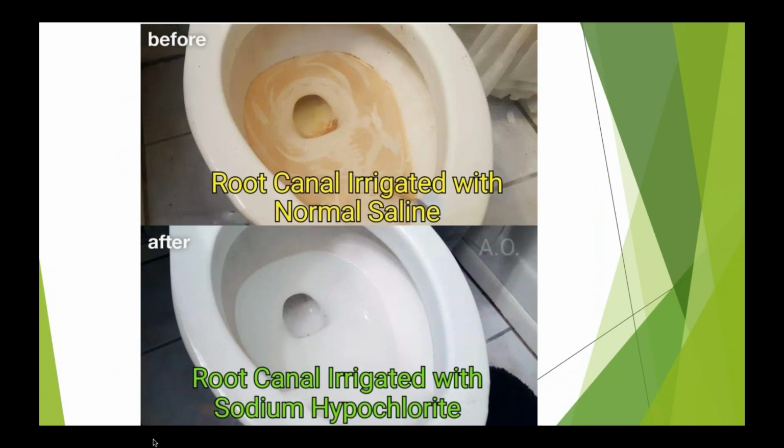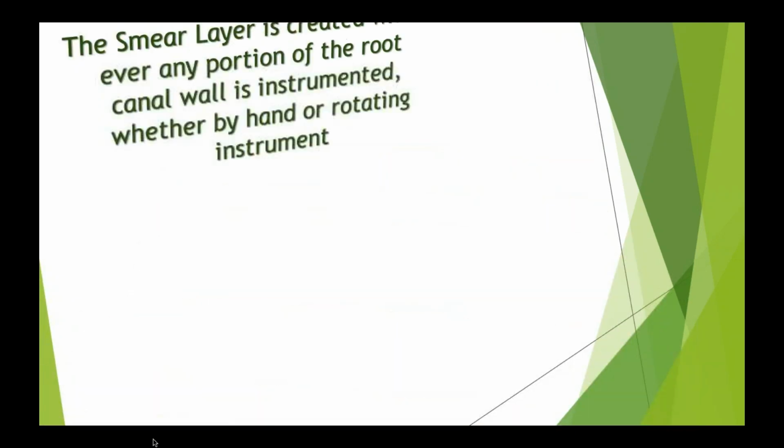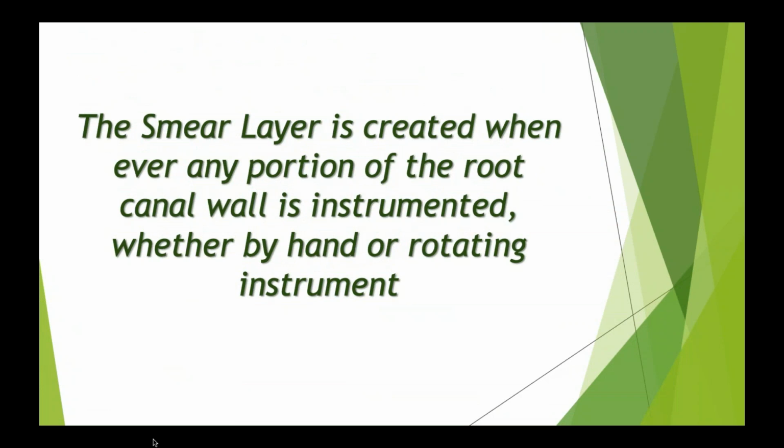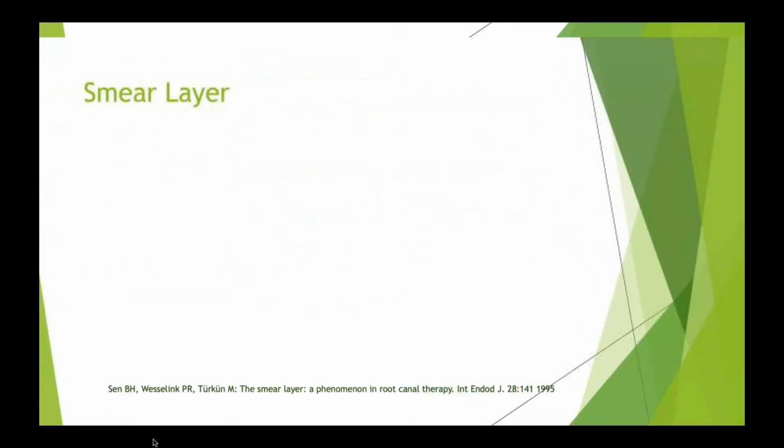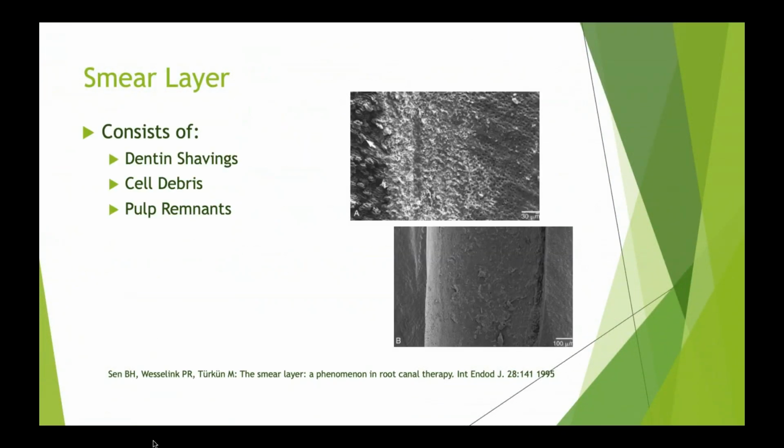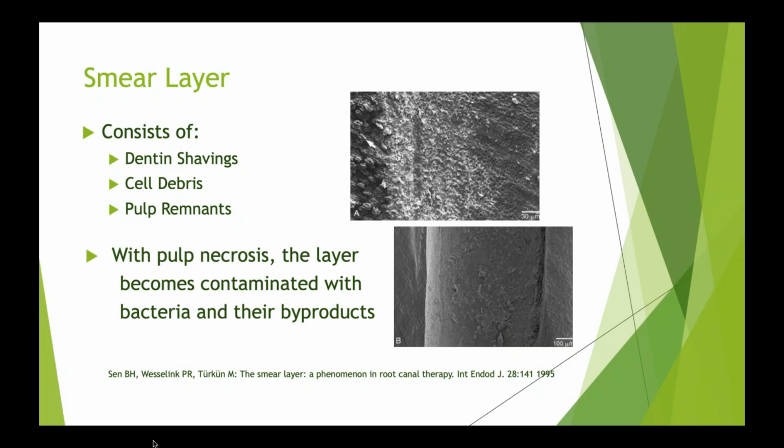And if that doesn't work, there's always this. Think about this, full strength really does work. Anytime that you take an instrument inside of a canal, you're always going to create what we call a smear layer. This is basically a layer of debris against the inside of the canals itself. So what is this smear layer? Well, it basically consists of the dentinal shavings. It consists of cell debris, pulp remnants.